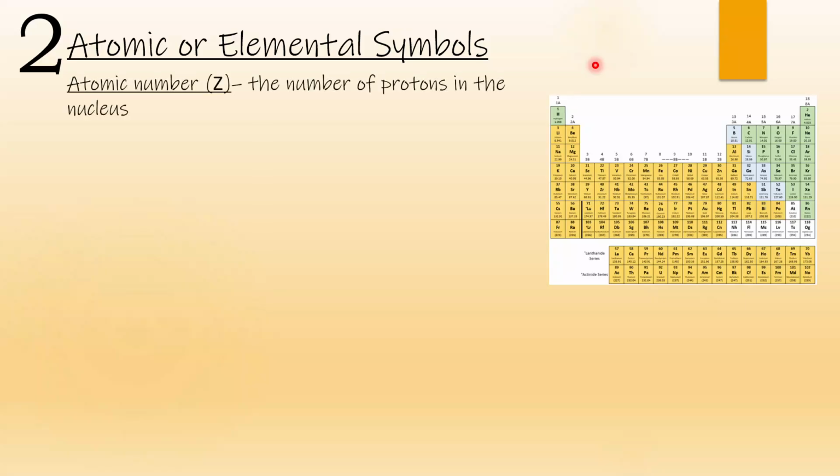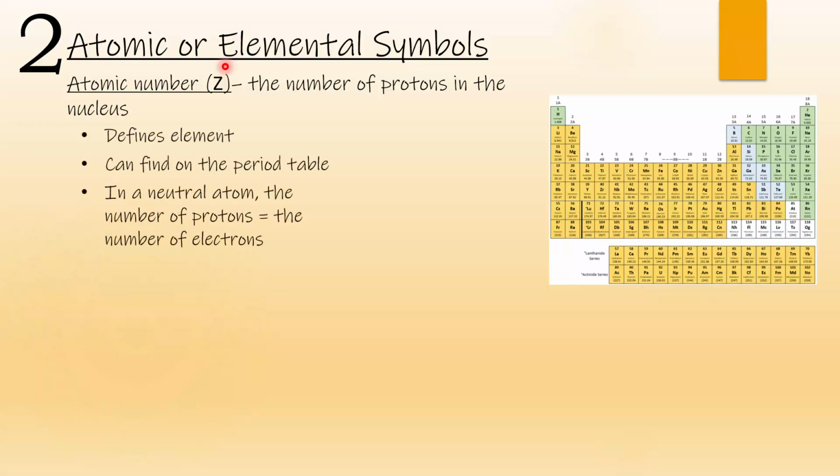One of the things you can get from this is the atomic number, which we give the symbol Z. What this represents is the number of protons in the nucleus. Now, this is actually going to define the element. So in other words, for instance, all carbon atoms have the same number of protons at the nucleus. You can find it directly from the periodic table. And in a neutral atom, the number of protons actually equals the number of electrons. Otherwise, if those are not equal, then that atom is going to carry a charge, and we'll refer to that as an ion, and we'll explore that in a later video.